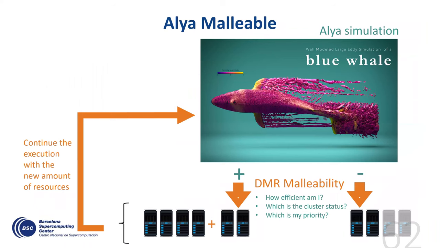Because for instance, in the case of ALIA, the computational fluid dynamics code at BSC, what we are working on is that in each iteration, we check how efficient the iteration is, which is the cluster status, or the priority of the job or the user, to add or remove resources during the execution.